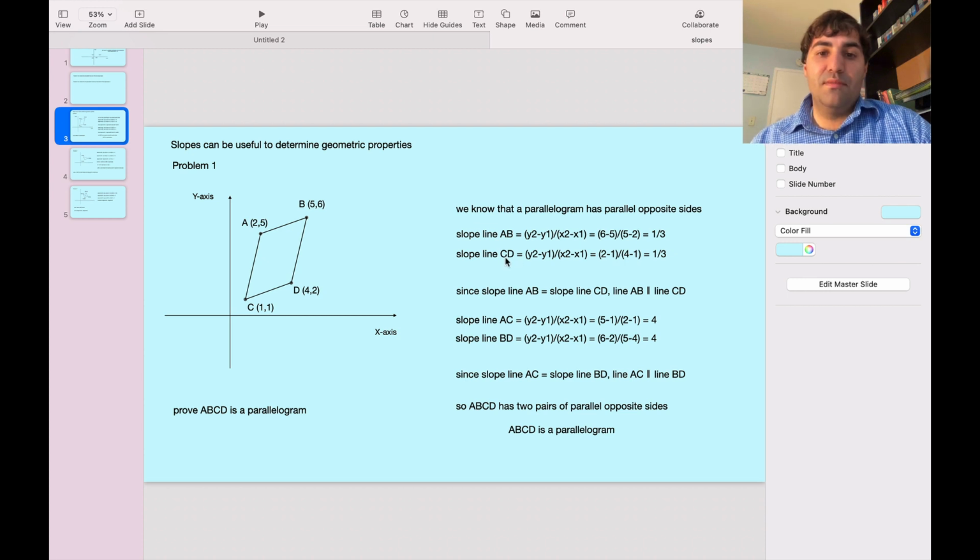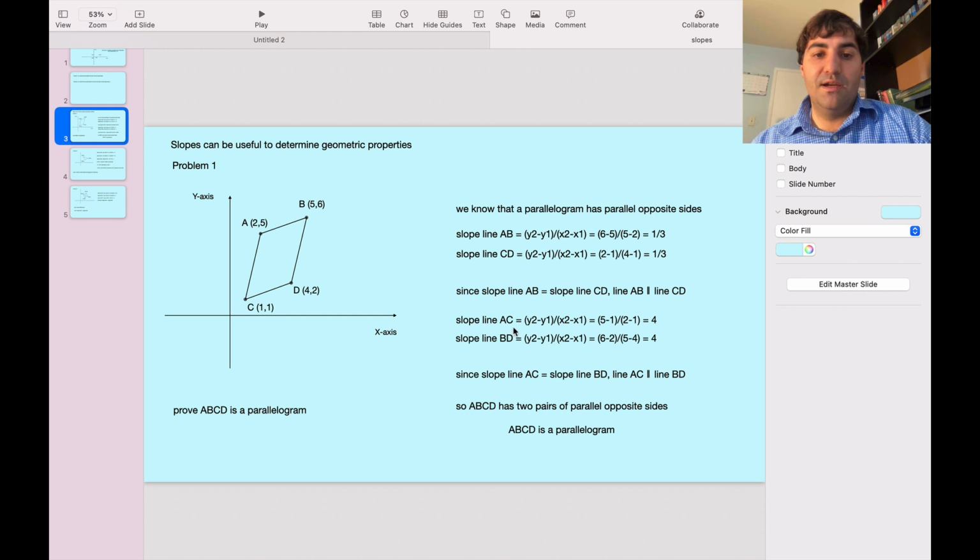If we apply the same process to line CD, we get (2 minus 1) divided by (4 minus 1), and that's 1/3. So the slopes of these lines are equal, and since the slopes are equal, the lines are going to be parallel. So line AB is parallel to line CD. And then remember in the parallelogram, you have two pairs of parallel opposite sides, right? So we've got to do the same thing for line AC and line BD.